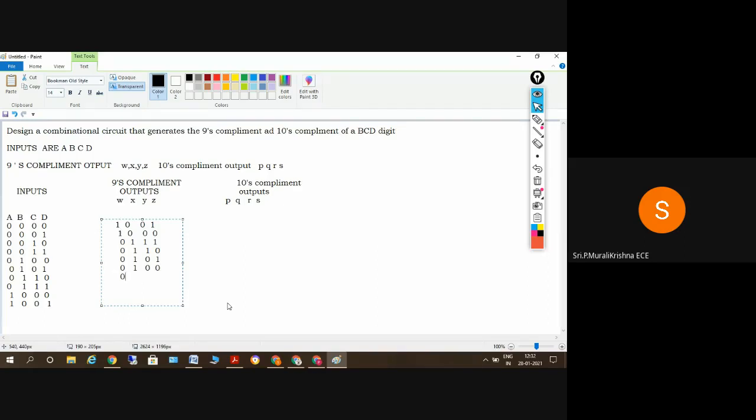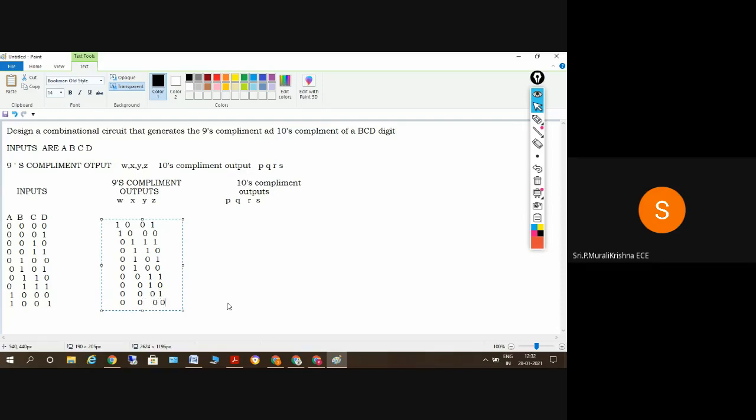Sorry, 9 minus 6 is 3, so 0 1 1 1 0 0 1 1. And 9 minus 7 is 2. 9 minus 8 is 1. 9 minus 9 is 0. Okay, so this is the 9's complement of BCD values.